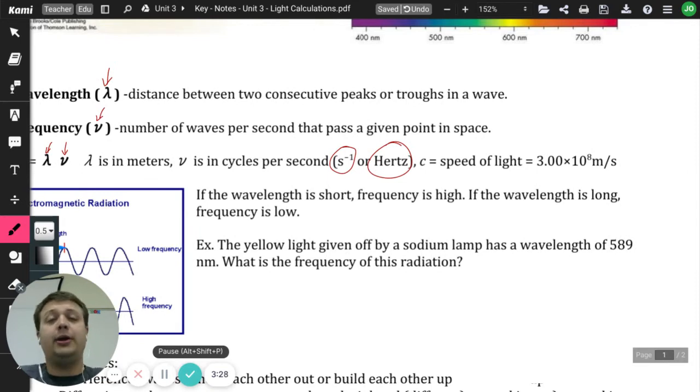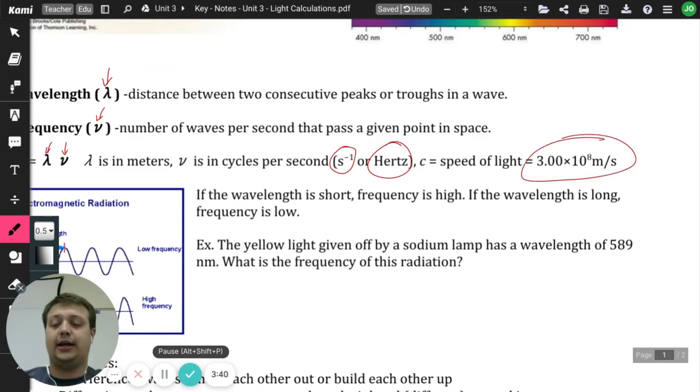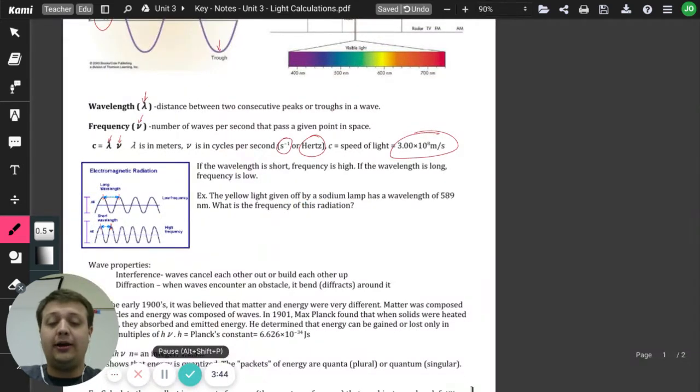Now, c is going to be your speed of light. We have already figured out what the speed of light is, so that is going to be a constant that we use. And the constant is 3.00 times 10 to the 8th meters per second. Okay, that would be your speed of light. Now, as a reminder, if we are talking about a short wavelength, we know that the frequency is high. If the wavelength is long, the frequency is low. So they are inversely related. You do need to keep that in mind.